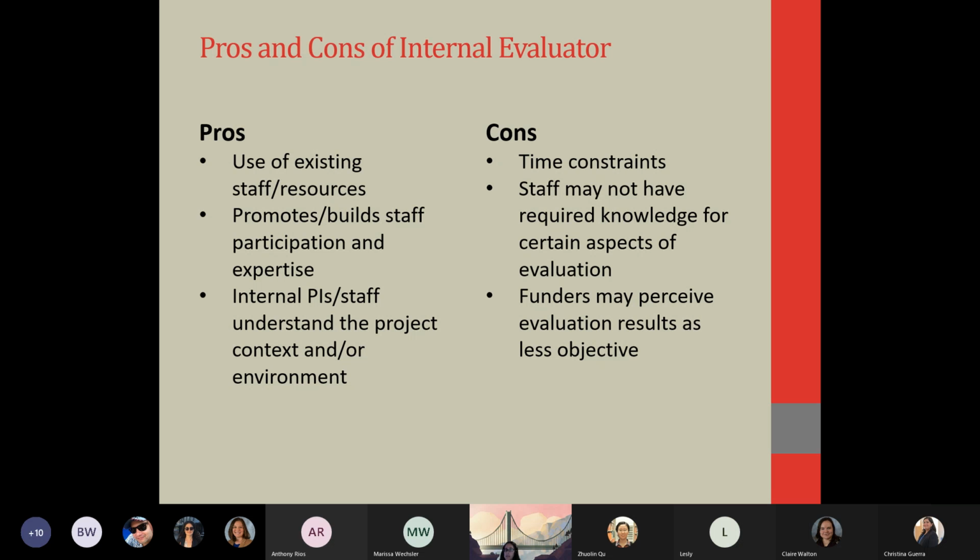I guess the disadvantages of using an internal evaluator would be time constraints, because often evaluating a project is very time consuming. Also, staff may not have the required knowledge that you need for certain aspects of the evaluation, such as running advanced statistics. Also, the funder or the funding agency may perceive the evaluation results as less objective.